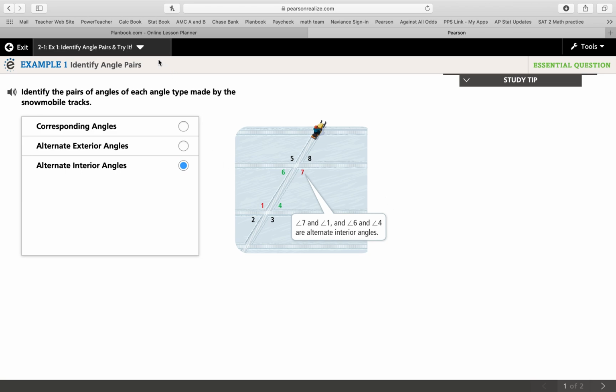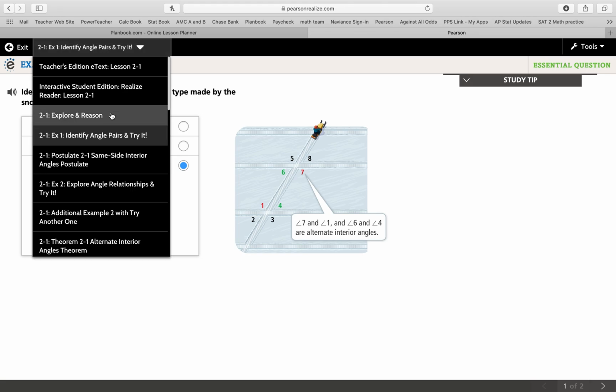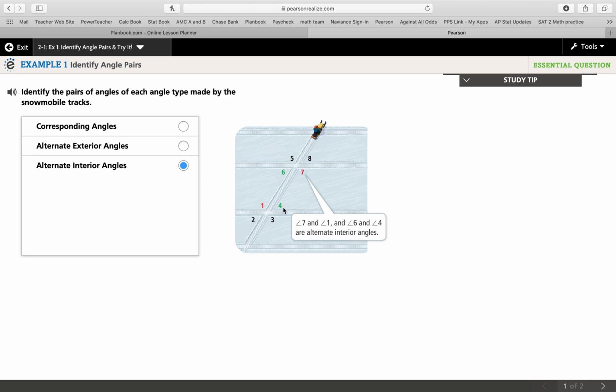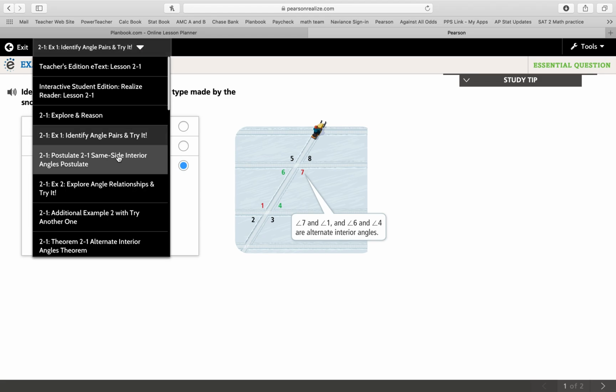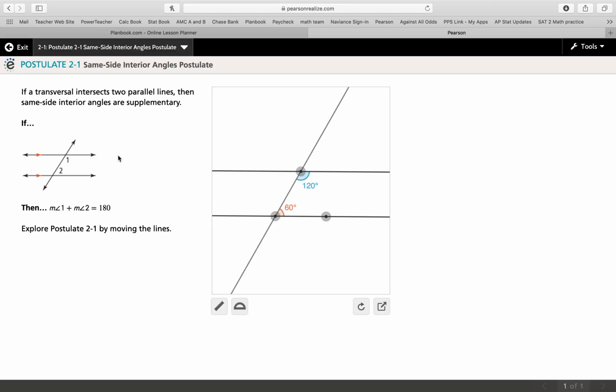Now, why are these important? Well, these are important because there are theorems with these pairs of angles. If my two lines here are parallel, so if I have two parallel lines cut by a transversal, then we start getting congruent angles. Our first postulate is the same side interior angles. If a transversal intersects two parallel lines, that means the same side interior angles are supplementary.